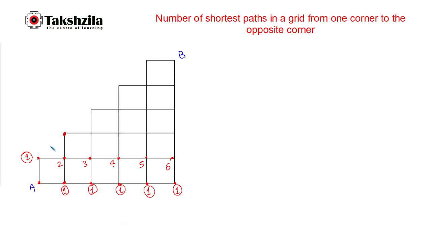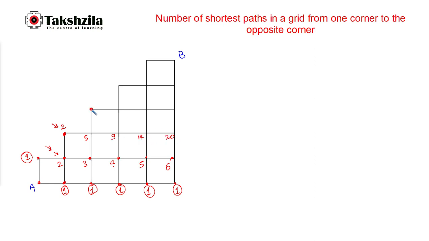Now to reach this point from point A, how many different shortest ways are there? So over here, to reach this point, it is compulsory to go via this point. So there are two ways to reach this point. So there are also two ways to reach this point. Now 2 plus 3 is 5, plus 4 is 9, plus 5 is 14, plus 6 is 20.